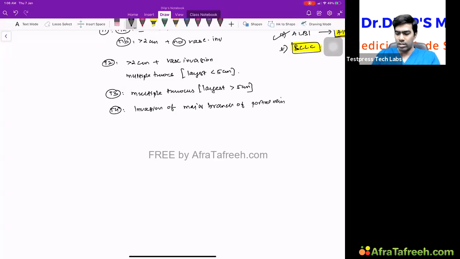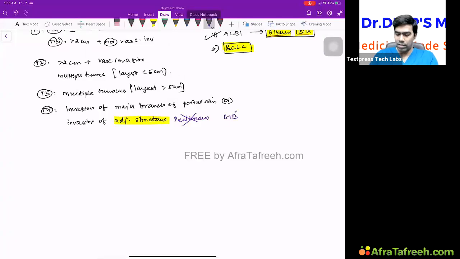Or invading adjacent structures. Invasion of adjacent structures. Clear? So remember, this adjacent structures will not include peritoneum. Peritoneum invasion will not be coming under this T4. Similarly, gallbladder invasion will not be coming under T4. That's very, very important. So you should exclude peritoneal invasion and gallbladder invasion.